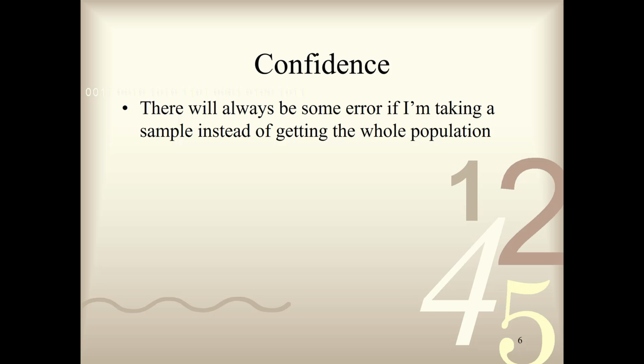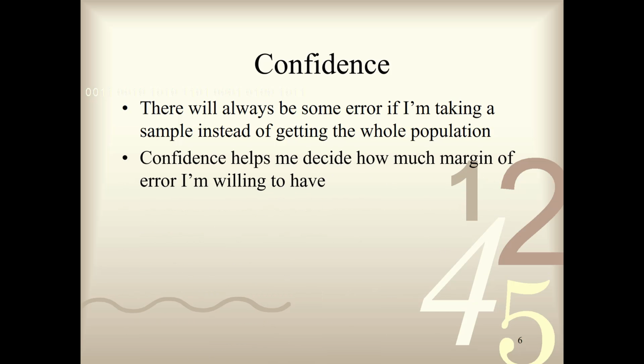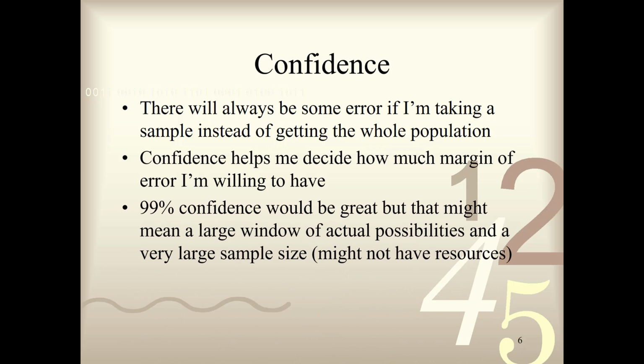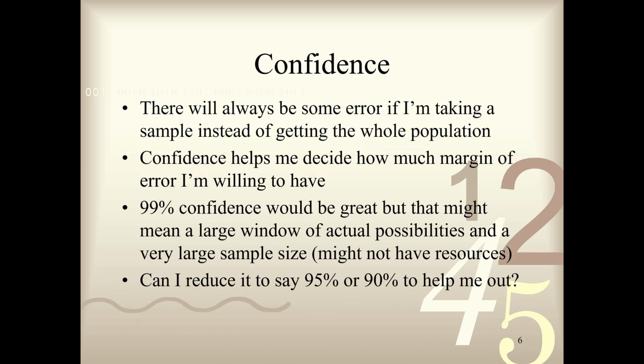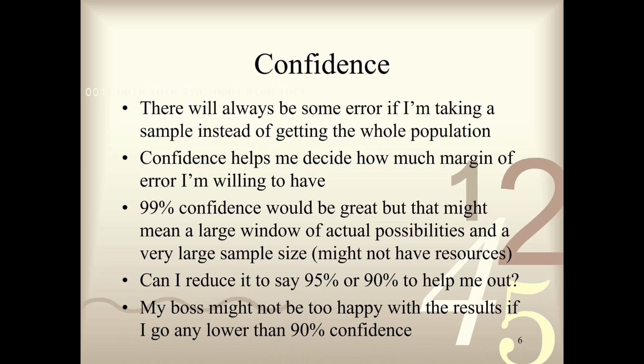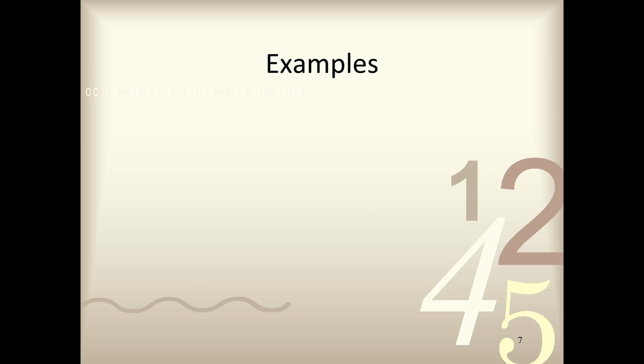So there will always be some error if I'm taking a sample instead of getting the whole population. Confidence helps me decide how much margin of error I'm willing to have. So 99% confidence would be great, but that might mean a large window of actual possibilities and a very large sample size, and we might not have the resources for that. So if it's possible, maybe I want to reduce it to 95% or 90% to help me out. And my boss might not be too happy with the results if I go any lower than 90% confidence.